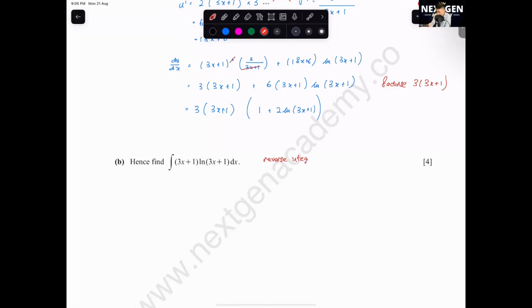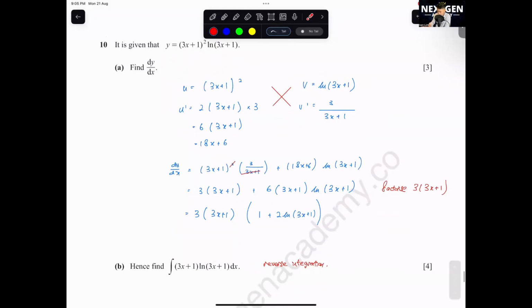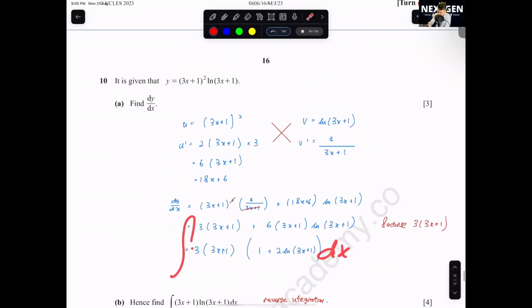So we need to do the reverse integration for this. Meaning you are going to take the answer of dy over dx from the previous question and integrate it, and you should get back to here again, which is your y. It's just the reverse process, right? Integration is just the reverse of differentiation. So you're just going to write here, integrate dx, and you get back to here.